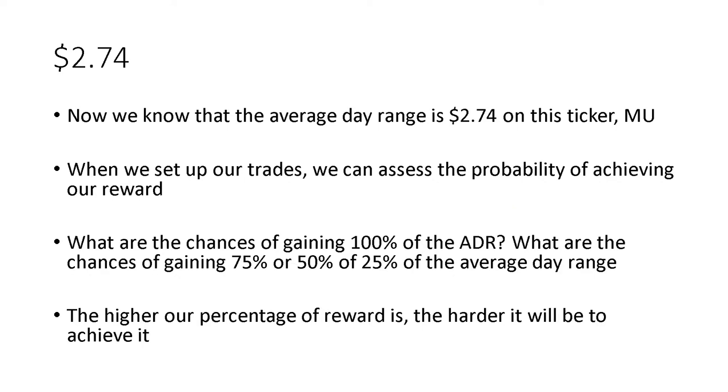So we can begin to question, what are the chances of us gaining 100% of the average daily range of $2.74? What are the chances of us gaining 75% or 50% or 25% of that average daily range? The idea here is that the higher the percentage of the reward on the average daily range, the harder it'll be to achieve it. So if we are to aim for 50% of the average daily range, which would be about $1 and some change, that would be much easier to achieve rather than going for the full 100%.